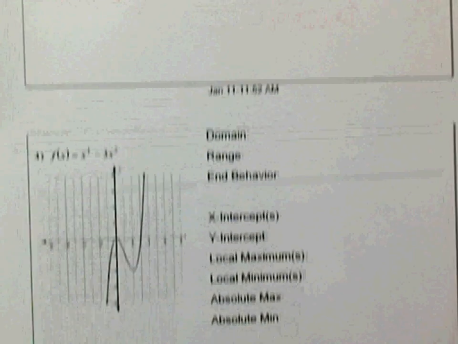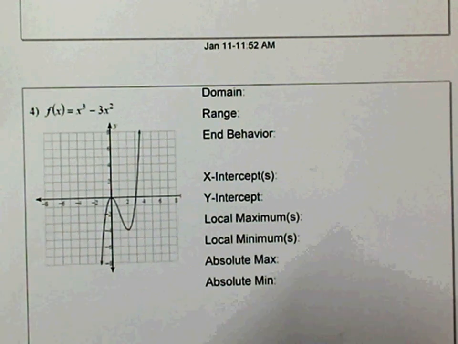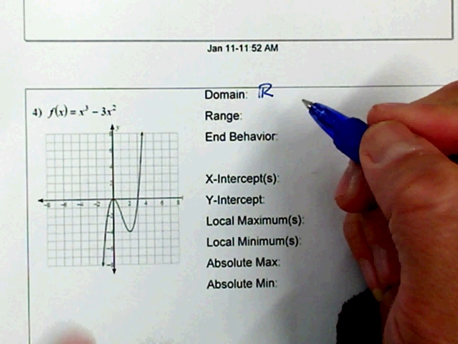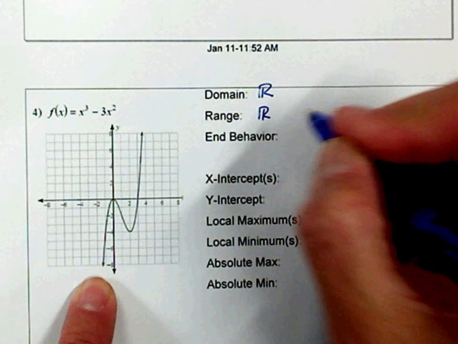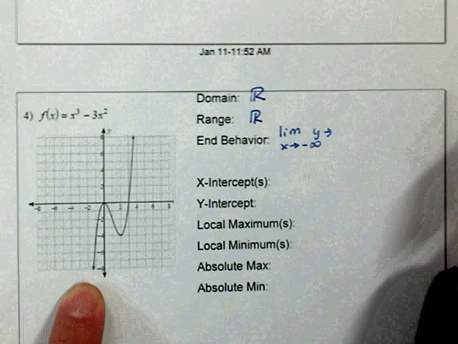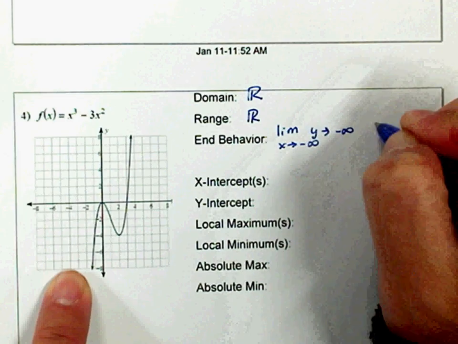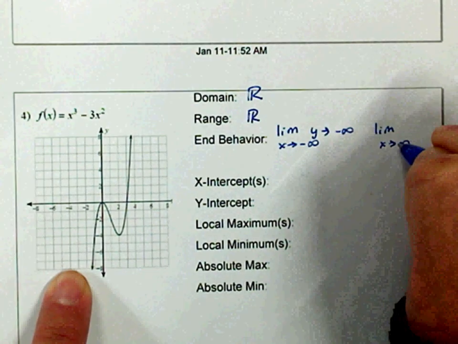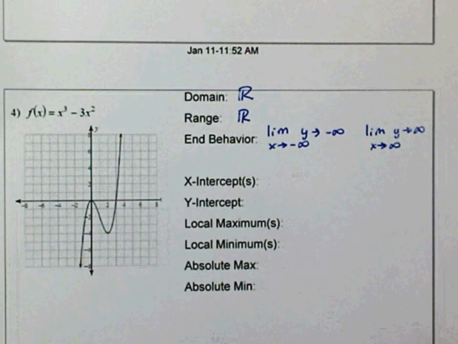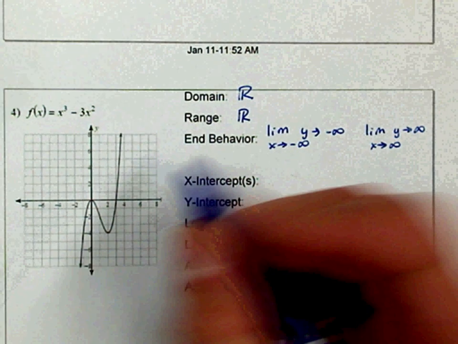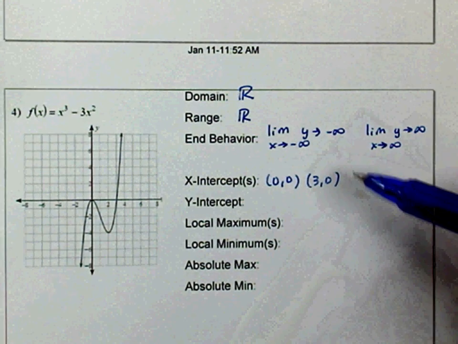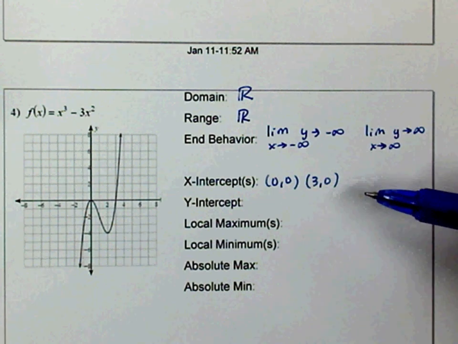Alrighty, domain. All real numbers, range, low to high. All real numbers. End behavior on the left, right? It's going towards the negative. End behavior on the right, it's going toward the positive, opposite direction. Alright. X-intercept, 0, 0, 3, comma 0. By the way, you could do it like that, okay? So this is a bounce, and this is 1.